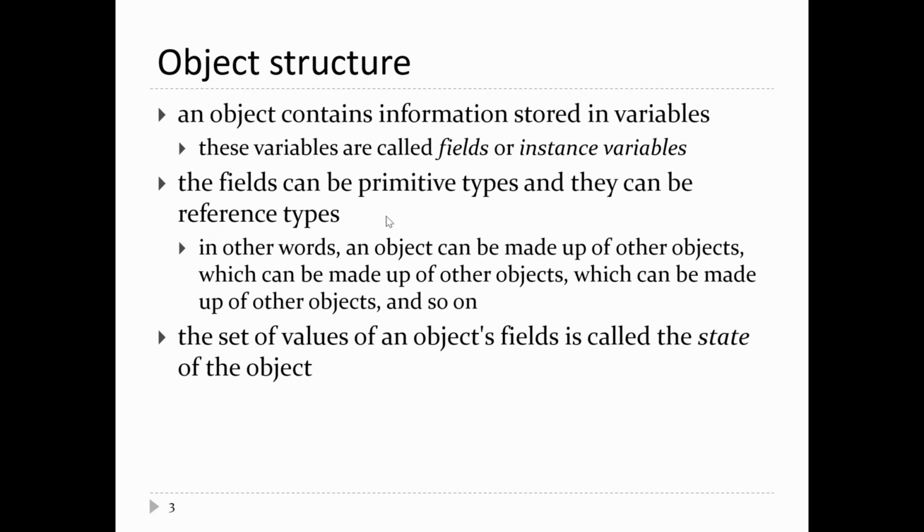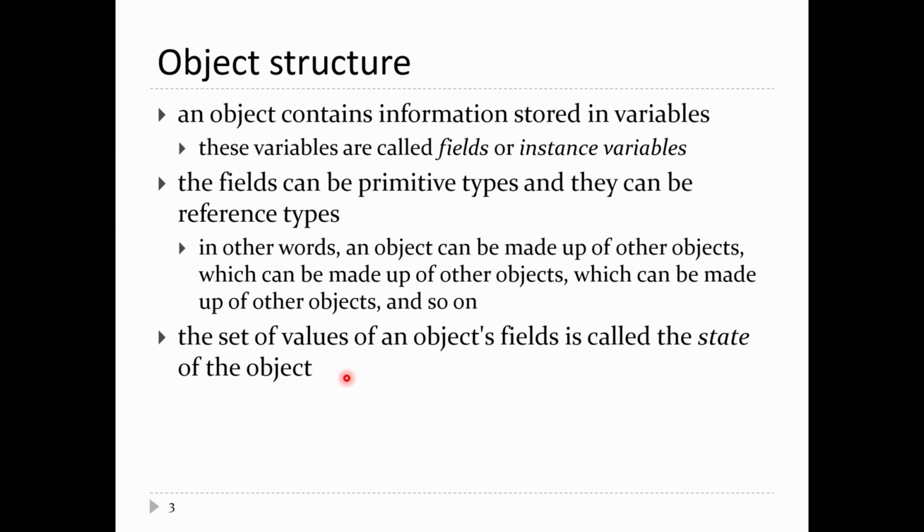So the fields of your object can be primitive types, but they can also be reference types. In other words, you can make an object, and inside that object there's a reference to an object, and inside that object there's a reference to an object, and so on. So you can make new objects that themselves contain a bunch of objects.